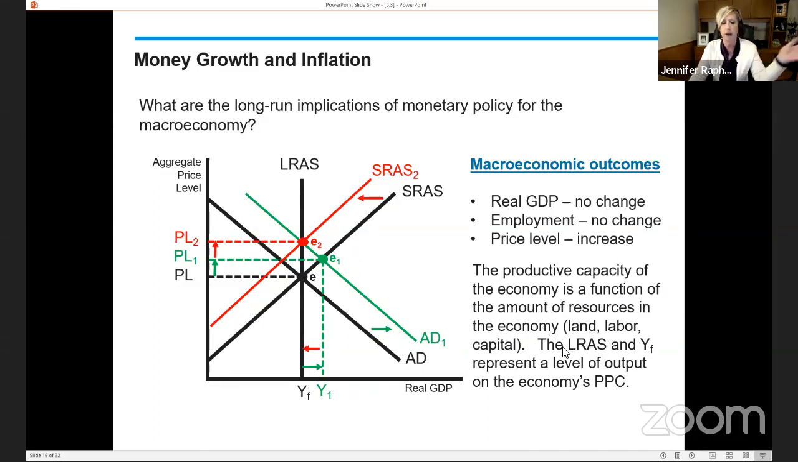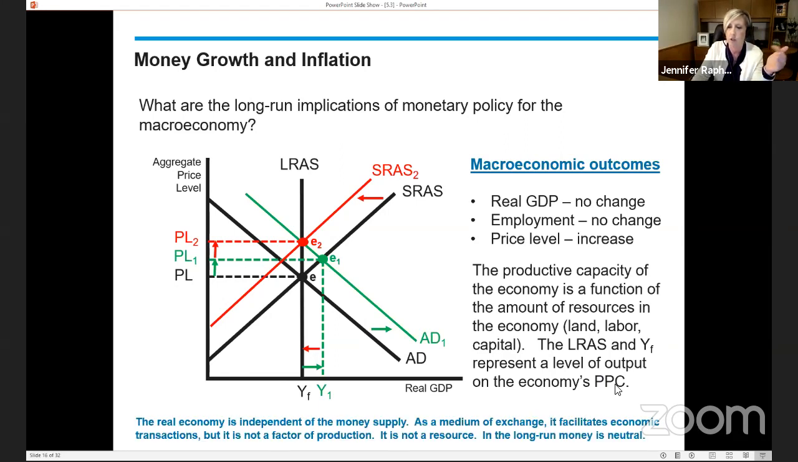And as you learned way back in Unit 1, the factors of production, the resources we use to produce goods and services, land, labor, capital, entrepreneurship, that's what determines the full employment level of output that we can produce, right? The long run aggregate supply and YF represent a level of output on the economy's production possibilities curve, right? Some combination of consumer goods and capital goods.